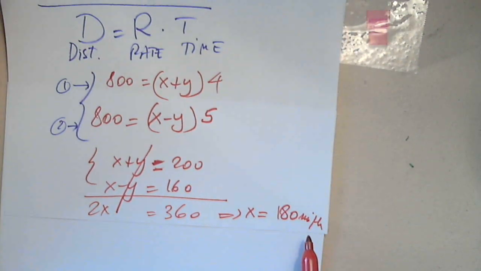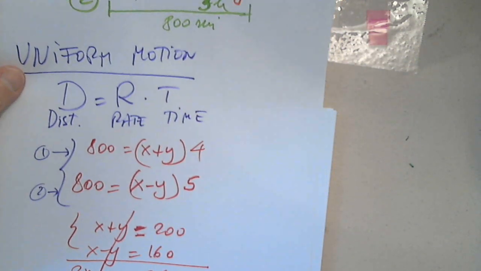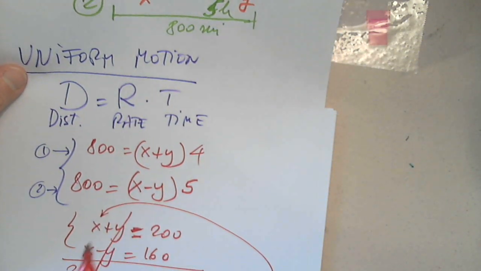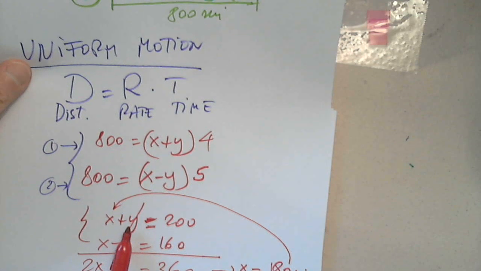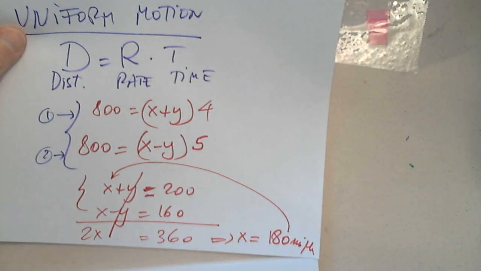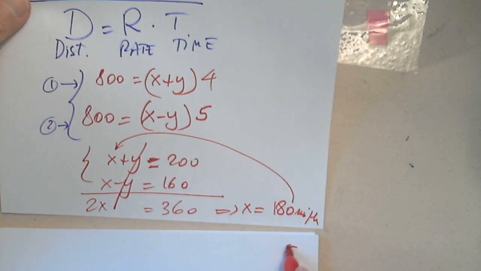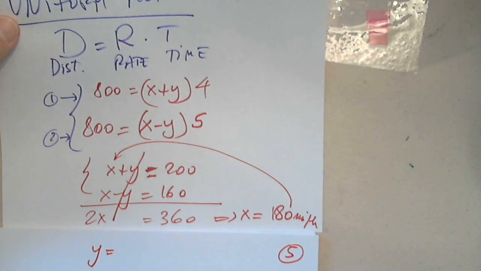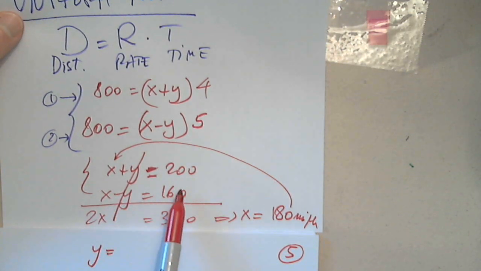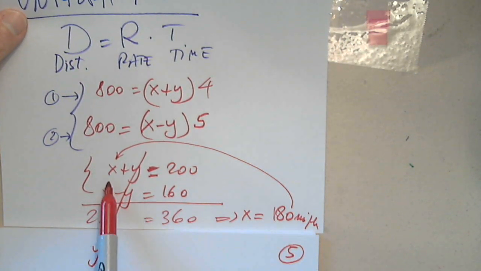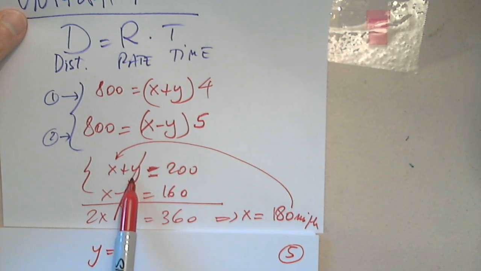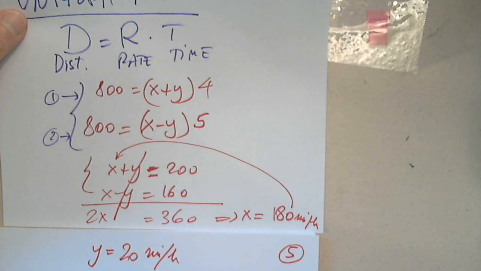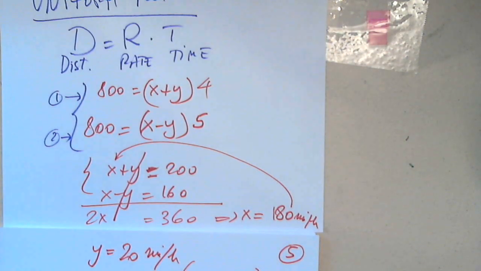And this is not enough because I have to determine the speed of the wind, but that's not a problem. If this is 180, how much is y? Their sum is 200, and I determined one of them, which is 180. What should the other one be? 20. 20 miles per hour. So I claim 180, comma 20.